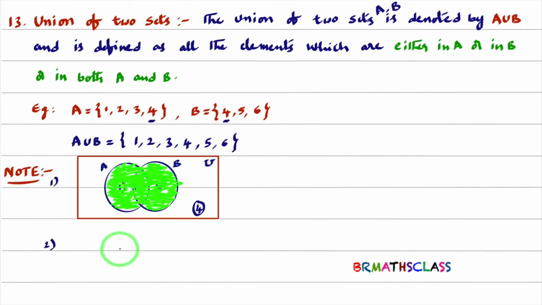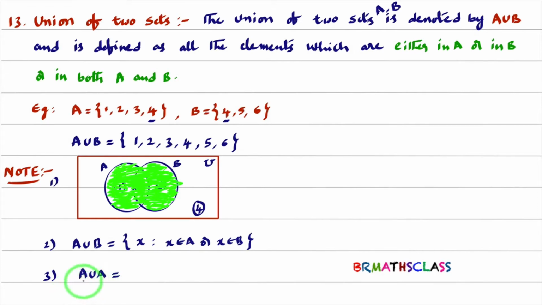Now second important point related to union of sets. How we represent union of two sets in set builder form. X is the element present in A union B such that we write it as X belongs to A or X belongs to B. A union B in set builder form we can write like this: X belongs to A or X belongs to B. Third point, A union A. When we calculate A union A, what will you get?